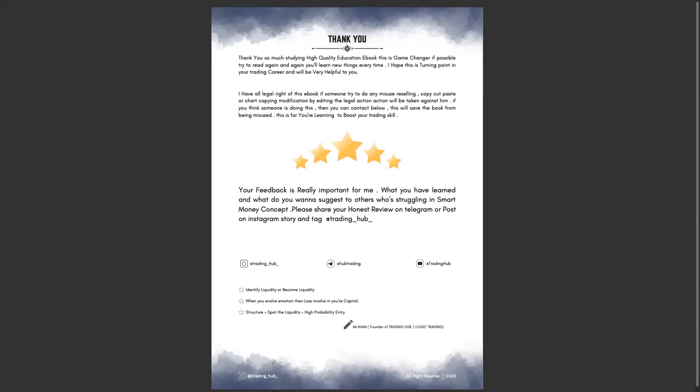But valid order block equals sweep order, sweep liquidity plus imbalance. Exactly. Valid single order block equals sweep previous candle liquidity only. Yes, perfect.